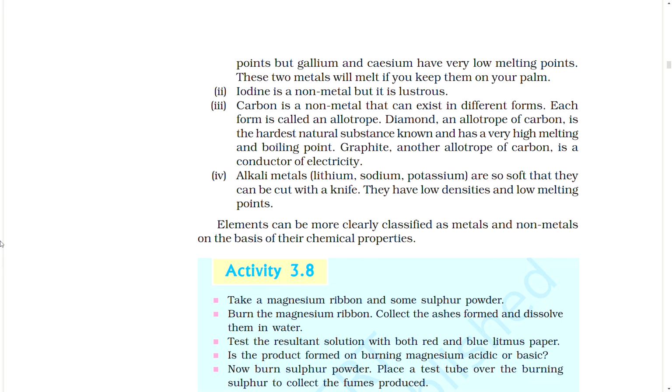4. Alkali metals, lithium, sodium, potassium are so soft that they can be cut with a knife. They have low densities and low melting points. Elements can be more clearly classified as metals and non-metals on the basis of their chemical properties.